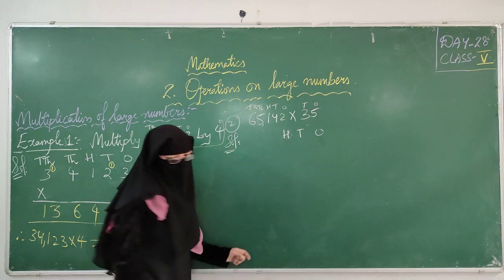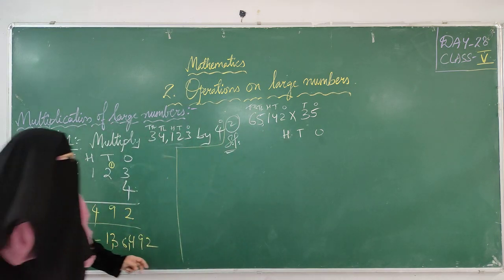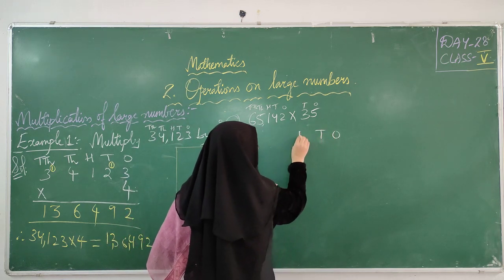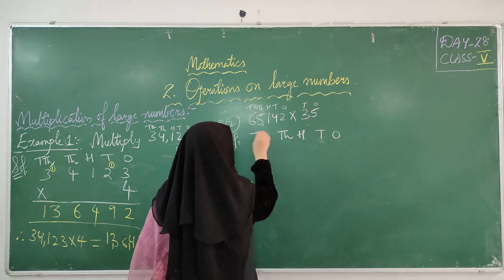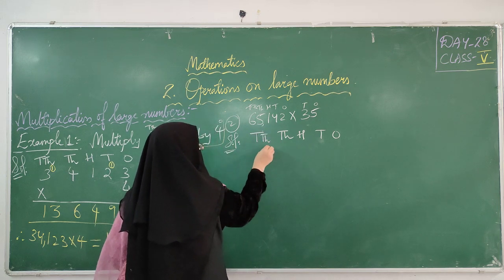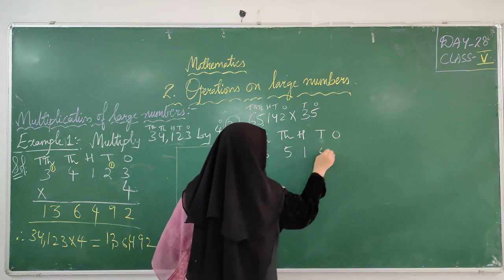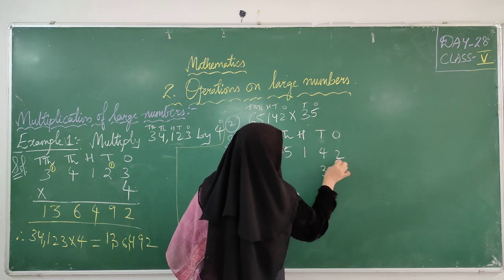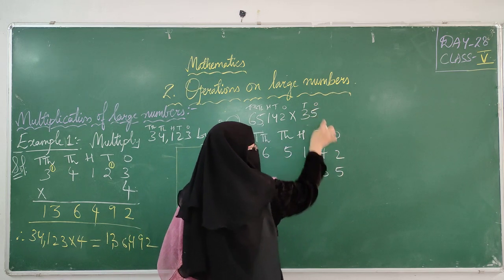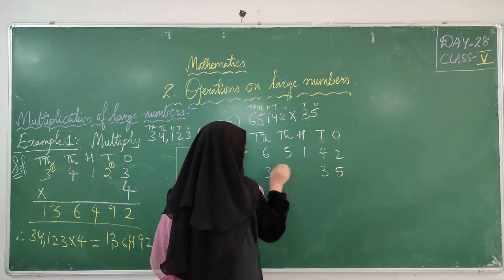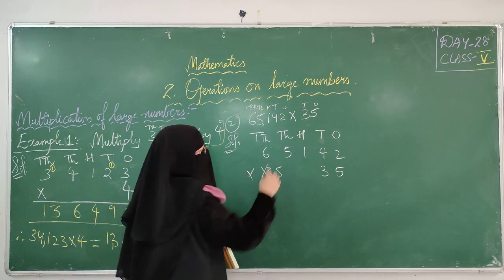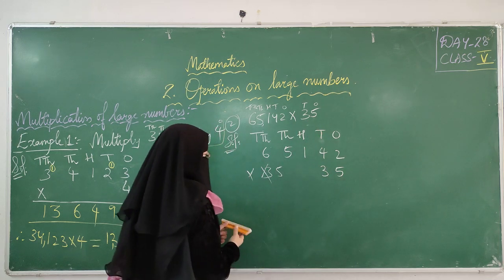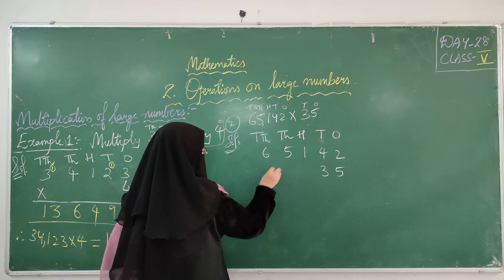Hundreds, ones, tens, hundreds, thousands, ten thousands. What is our first number? 65,142. What is our second number? Multiplicand 35. I am writing ones position. See, 5 is at ones position. Write it 5. If you are writing like this and doing multiplication, it is wrong, children. See, it is at ones position. 3 is at tens position. So write 35 like this. Okay.